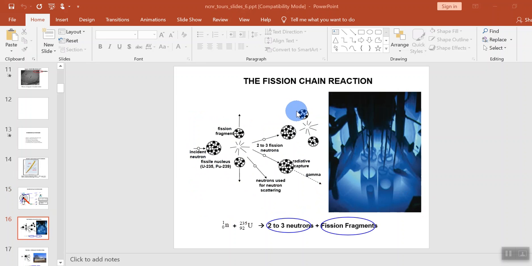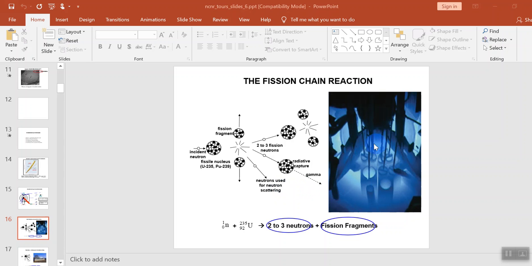Okay, so the fission chain reaction. A neutron is absorbed in, for example, uranium-235, which is the heaviest stable element. So it splits into 2 fission fragments and gives off 2 to 3 fission neutrons that slow down. Okay? And then they produce fission again and again and again. And neutrons are slowed down to be used for neutron scattering, for example.